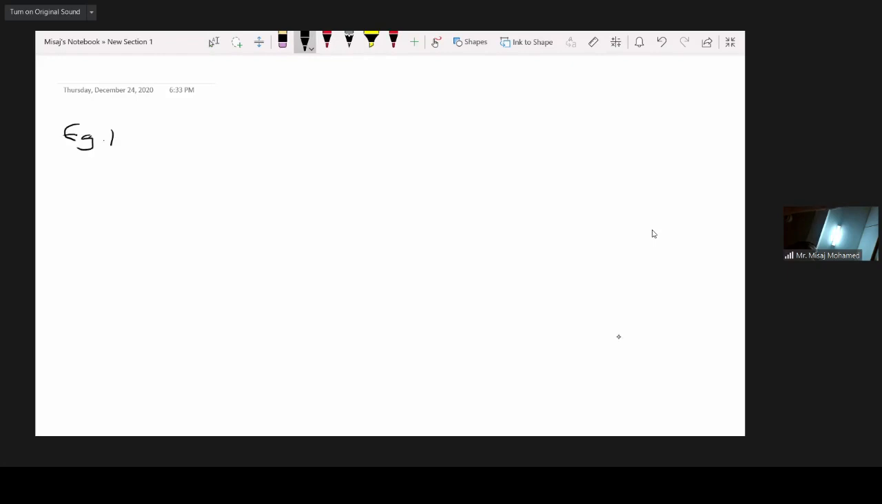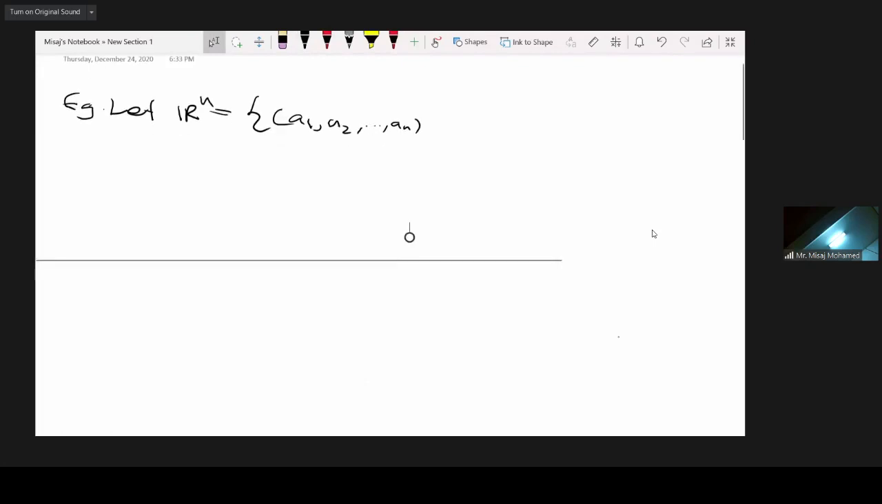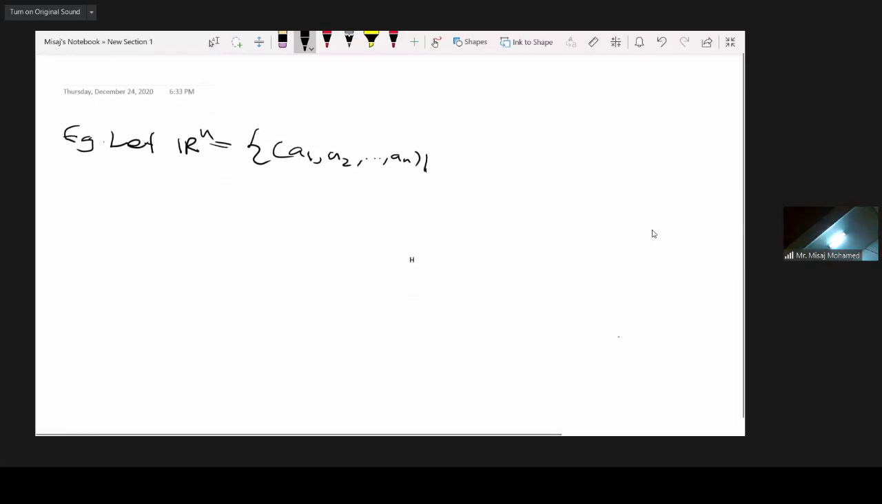Example: let Rn be the set denoted by (a1, a2, ..., an), where the ai are from R and i runs from 1 to n. Have you got an idea about this set?